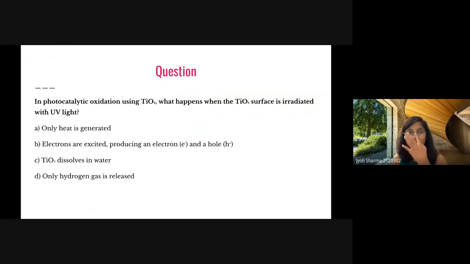Okay, so we can also produce hydroxyl radical using TiO2, that is titanium oxide. What happens when the TiO2 surface is irradiated with UV light? Only heat is generated. Electrons are excited, producing an electron and a hole. Titanium oxide dissolved in water, only hydrogen gas is released.